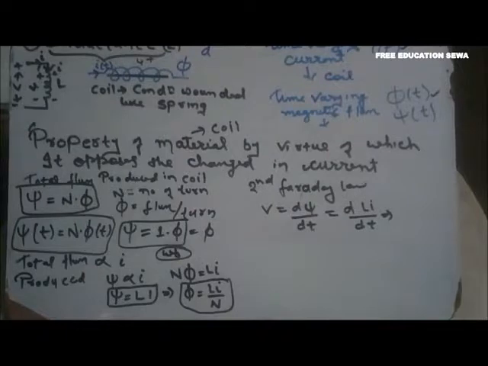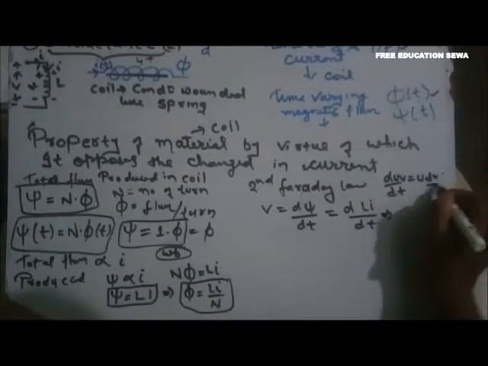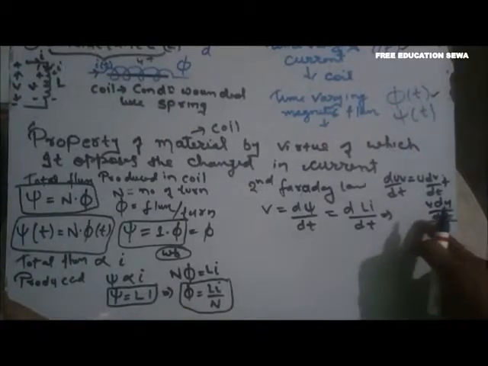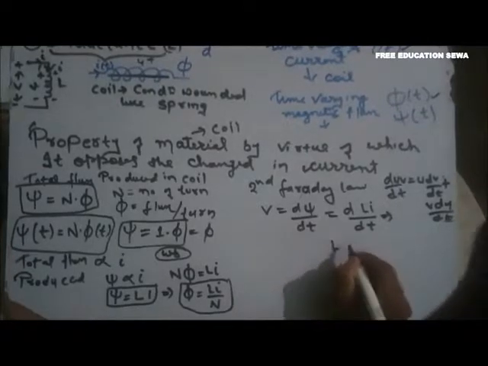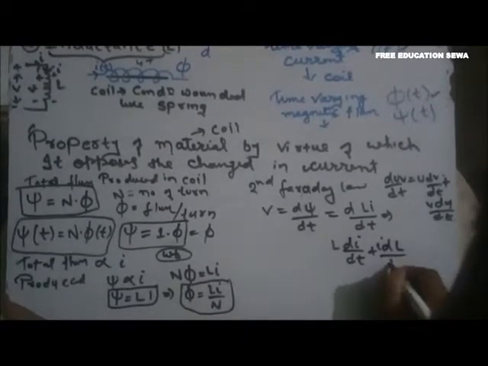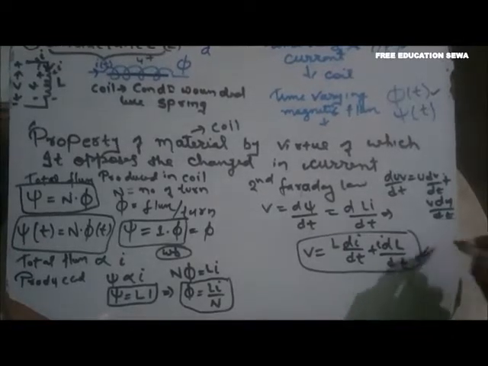d(Li)/dt. If we differentiate this product, like d(uv)/dt equals u dv/dt plus v du/dt, this is the formula for this one. This is actually differentiation. Now we will get L di/dt plus i dL/dt, which is nothing but the voltage drop across the coil, from the second law of Faraday's law of induction.